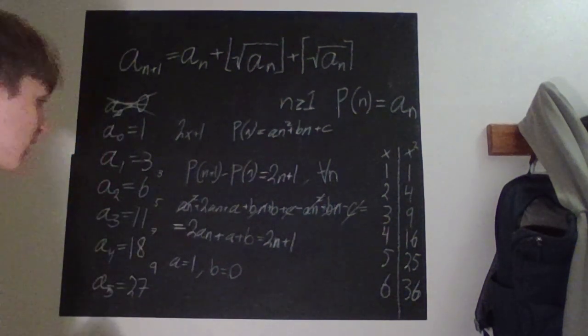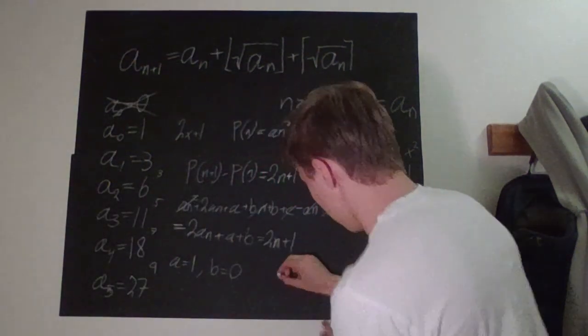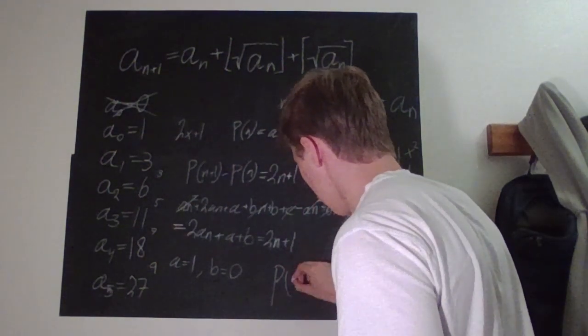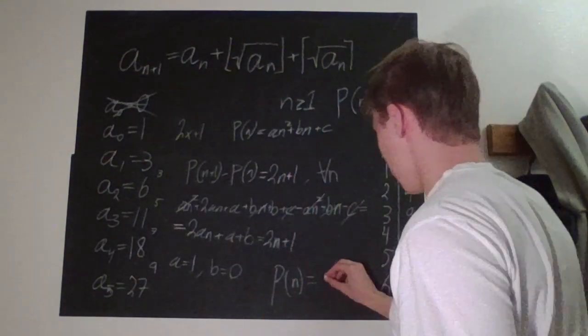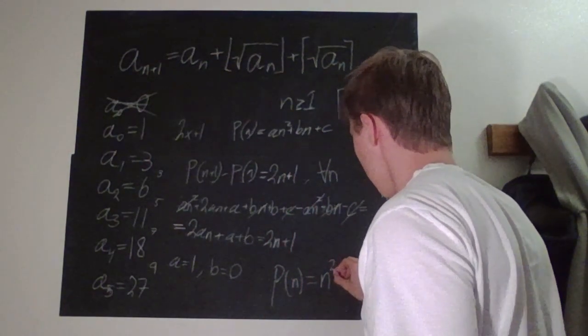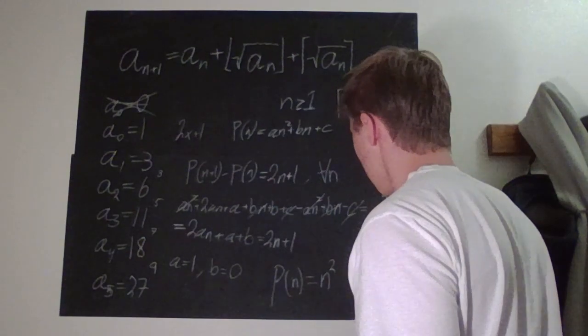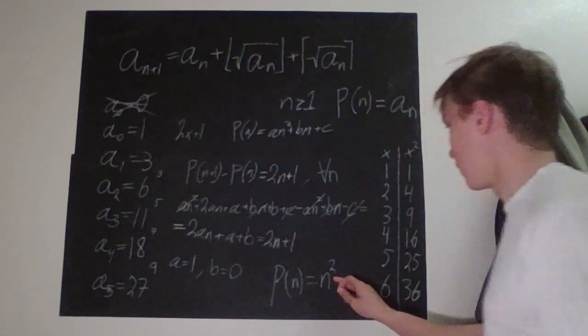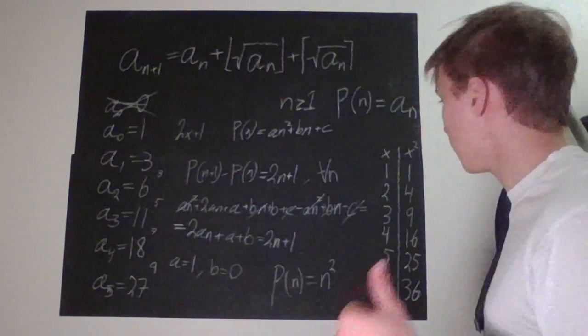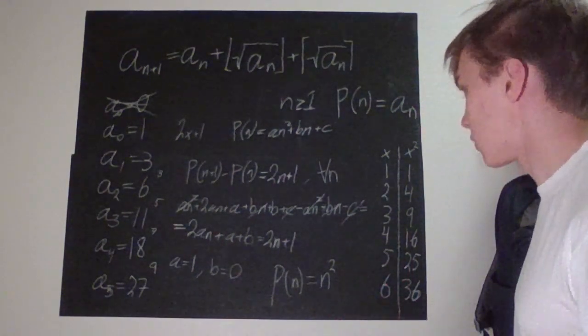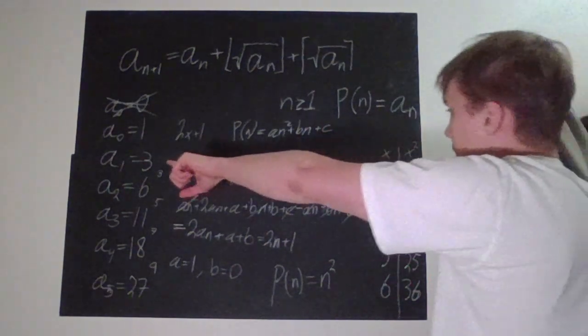So our function that we have now arrived at, p of n, is therefore equal to n squared, and then no factor for the n. But we still don't know what c is. So to do this, we just plug it into there.